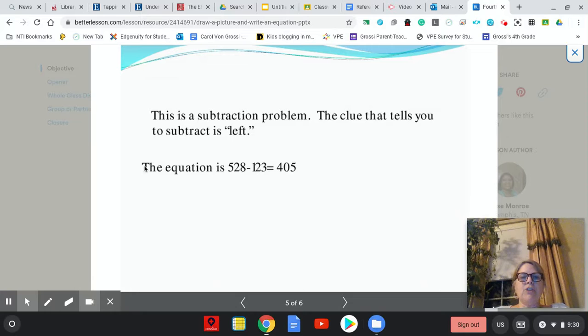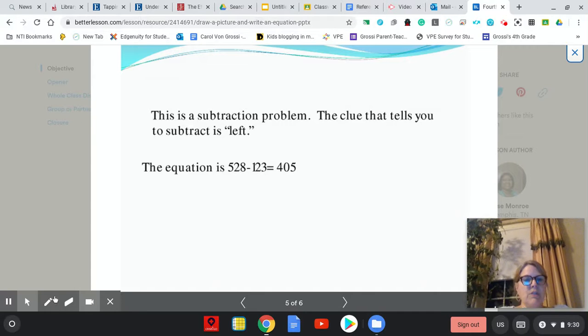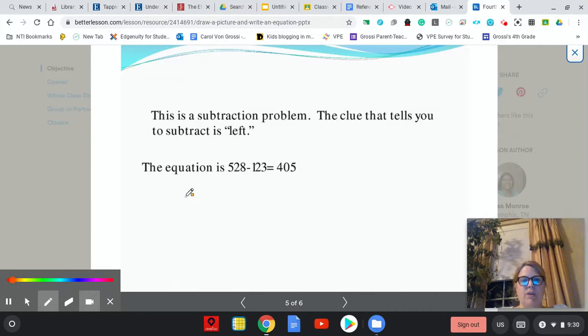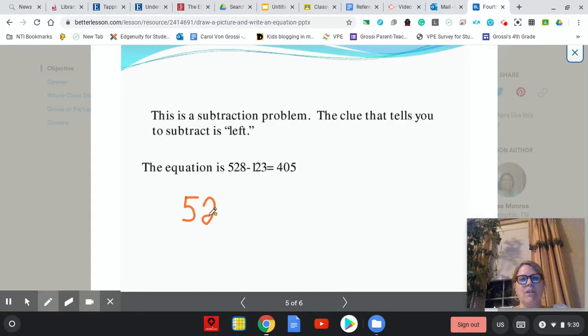And then again, they're showing you the number sentence, but Miss Grossi wants you to show it with a variable first. Just get in that habit, because that's going to be a habit you have to use a lot in math in the future, so you might as well get used to it.